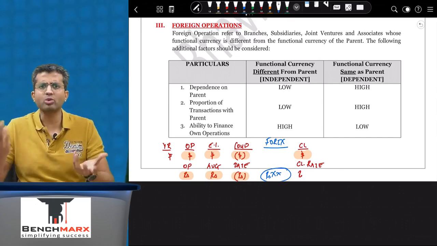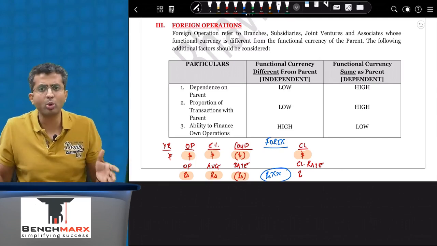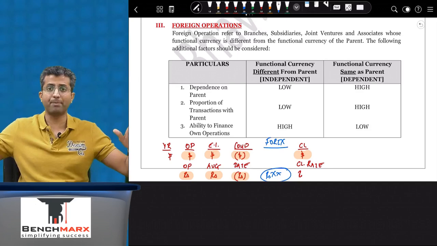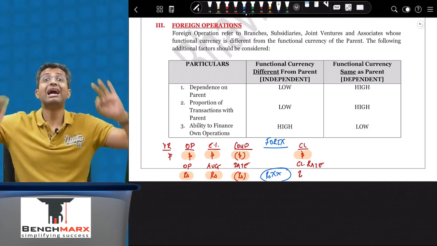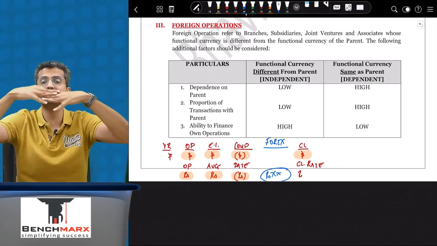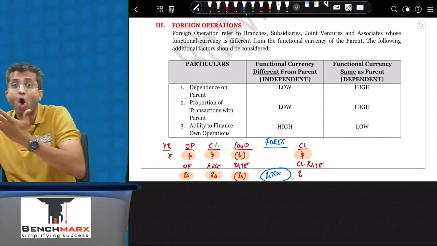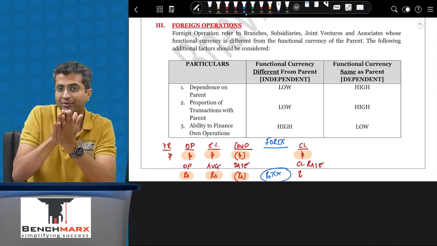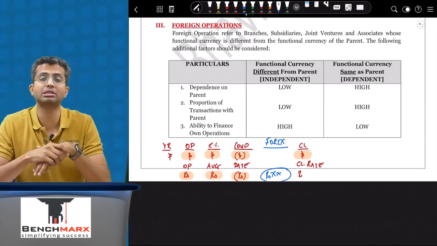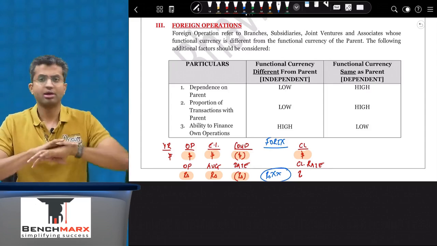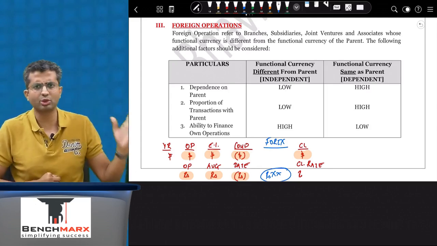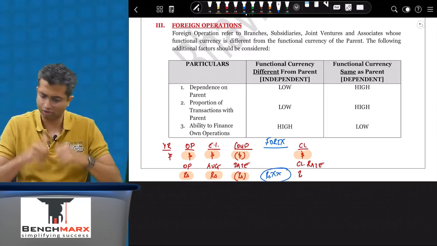All goes well, the accountants of Jaguar pass entry in pounds. Everything is recorded in pounds. Things go smooth till the time you have to do consolidation. Now Tata Motors has to consolidate the operations of Jaguar into its own financial statements in order to prepare the consolidated financial statements. Okay, so we have studied Ind AS 103, 110. We know how consolidation happens.